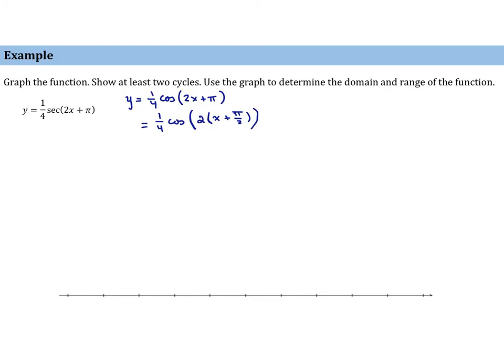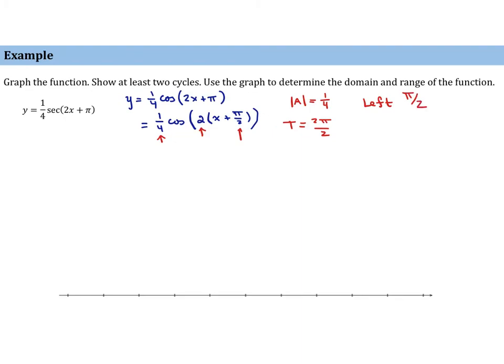So now we see a change in the amplitude, we see a change in the period, and then we see a phase shift of our cosine function. The amplitude of our cosine function is 1/4. Keep in mind that when we're talking about the amplitude here, we're talking about the amplitude of the cosine function, not the secant function. The period is 2 pi divided by that coefficient of 2. And then we have a phase shift that moves this left pi over 2 units.